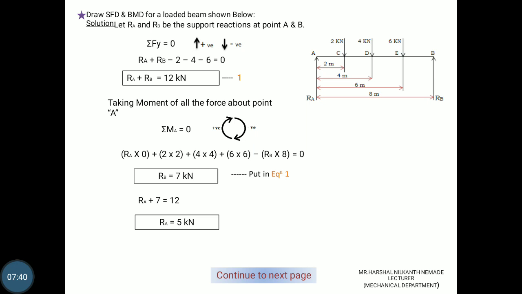Taking moment of all the forces about A, summation of MA is equal to 0. Clockwise force is positive and anti-clockwise force is negative. So first RA multiplied by 0 plus 2 multiplied by 2 plus 4 multiplied by 4 plus 6 multiplied by 6 minus RB multiplied by 8 is equal to 0. RB value I will get 7 kilonewton. I will put in equation 1. I will get RA value is equal to 5 kilonewton.